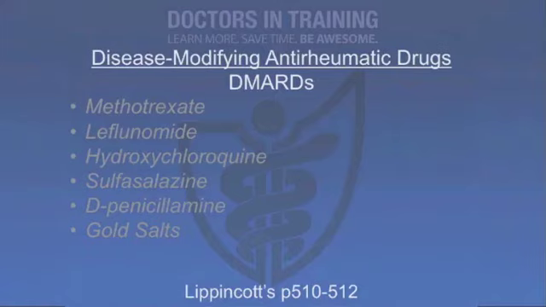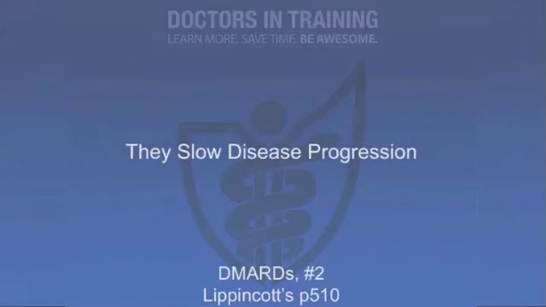So first, we'll talk a little bit about DMARDs. DMARDs are a general category of drugs. There are several of them, but what they do is they all slow the disease progression. We're going to talk also about biologic response mediators, and these are a little bit different category from DMARDs, but they include the TNF inhibitors that I'm sure you've probably heard about, and there are several other drugs also that are included in that category as well.